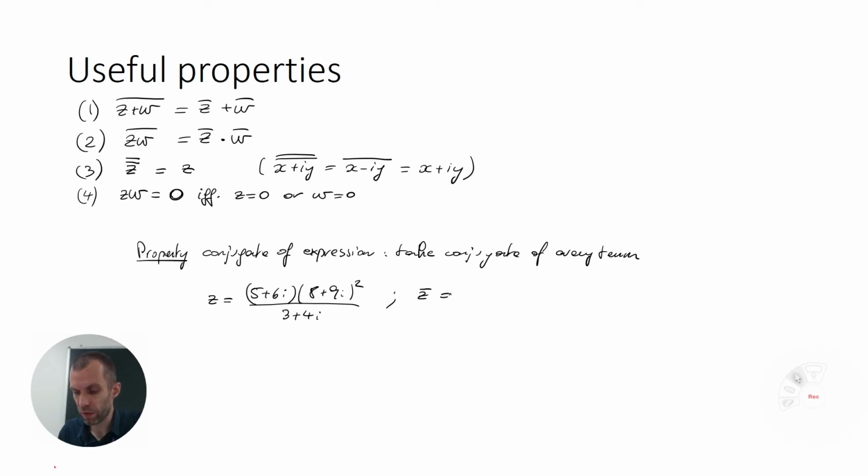But to take the complex conjugate, just take the conjugate of each term. So in this case, it basically means replace i by minus i. And so we get for the conjugate that it's (5 minus 6i) times (8 minus 9i) squared divided by (3 minus 4i). So just a one line calculation.